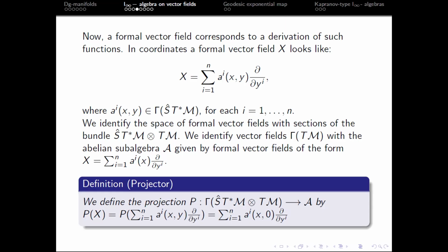By this projector, I just take an object which is a formal vector field. In general, we know that the coefficient for this vector is dependent on x and y. But what I do is that I set the coordinate y to 0. So this will be a projection onto the vector fields of this form. And then one can prove that with this definition, this satisfies the distributivity condition that I need in this proposition given by Voronov.